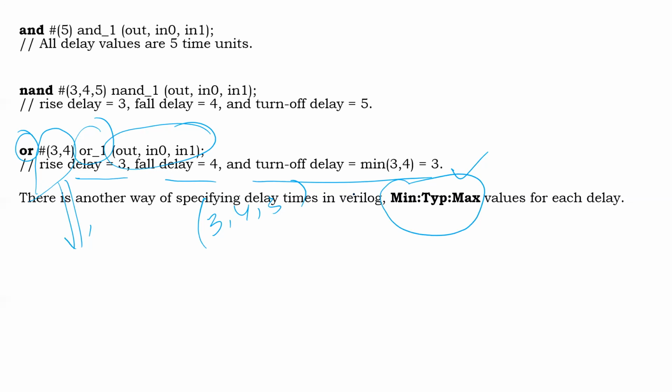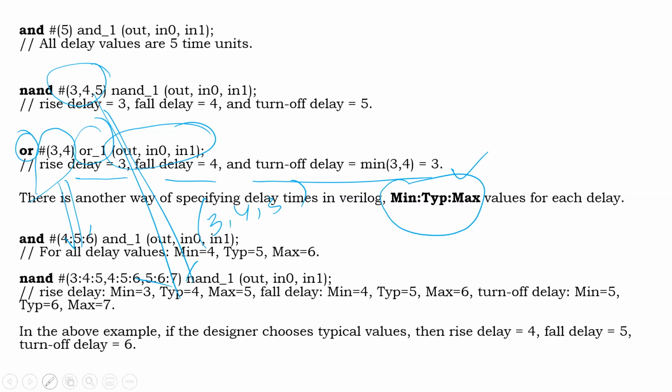That means, suppose you take this one, 3 values are specified: 3, 4, 5. We already know the first one is the rise delay, 3 units of time. In place of the rise delay, you can write 3 values. Similarly, in place of the fall delay, you can write 3 values. In place of the turn off delay, you can write 3 values. So those 3 values in each category are separated with what? Not semicolon.